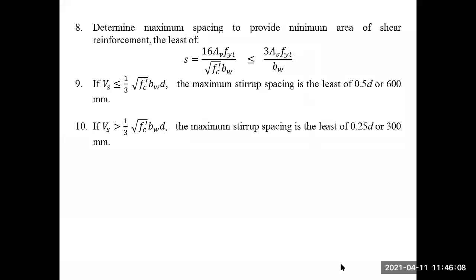When we design for the VS, VS has to be calculated from the equilibrium equation, which is Vn equals VS plus VC. From this equation, you calculate.